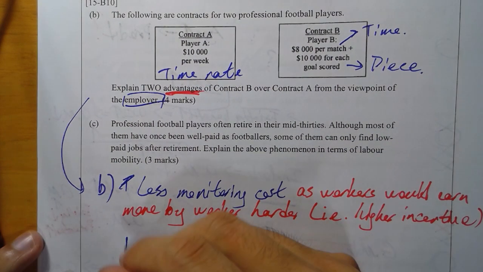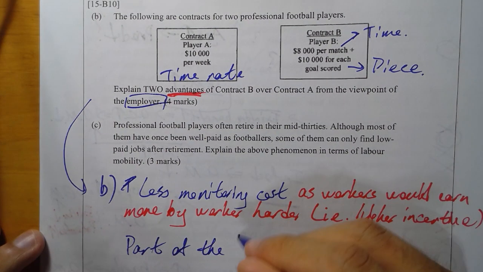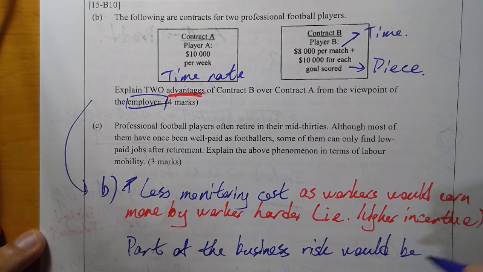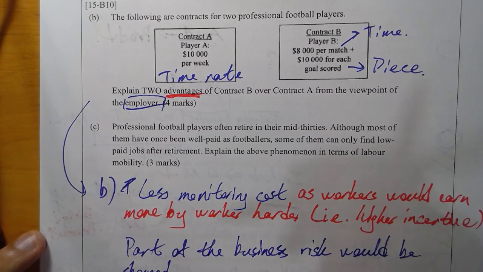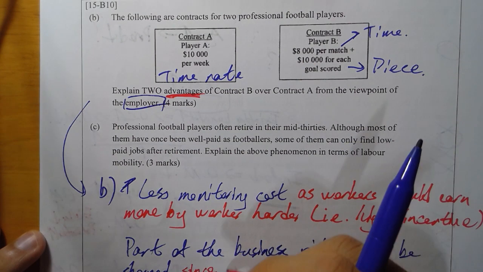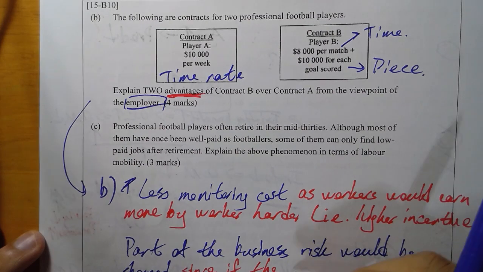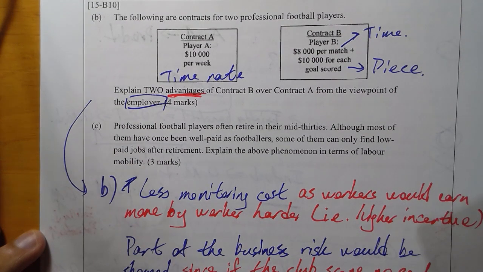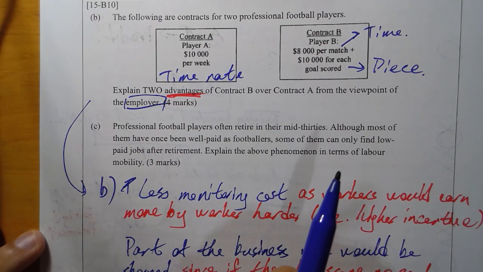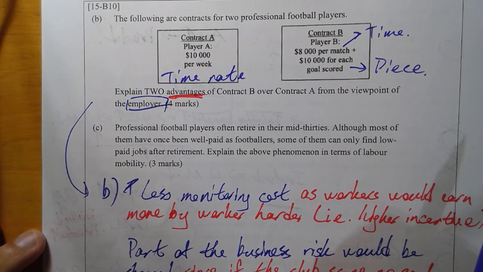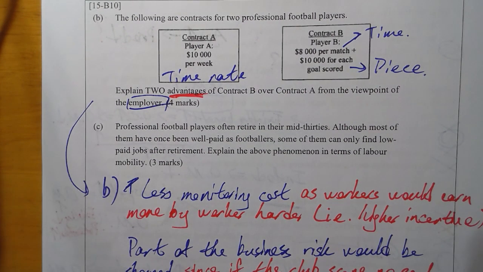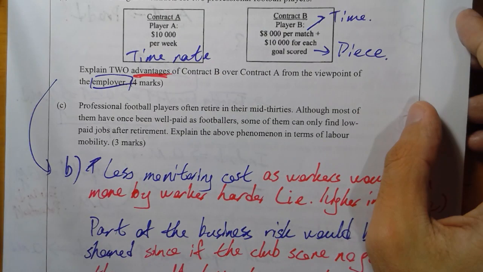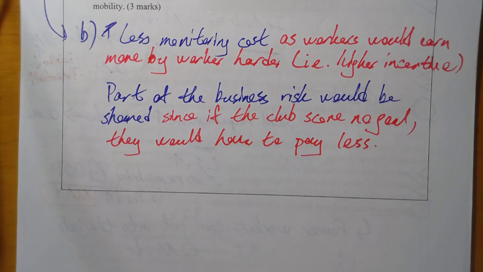Second one. Part of the business risk would be shared. Why? Since if the club scores no goal, they would have to pay less, right? They pay less money. If the player doesn't score, you see, the club pays less, right? They have to pay less. Alright. Now, C.